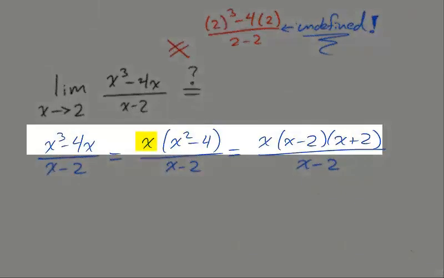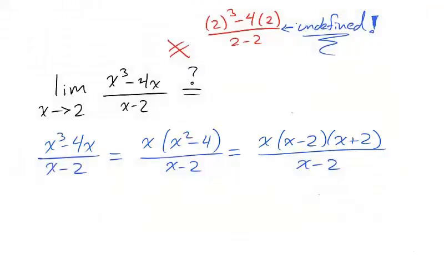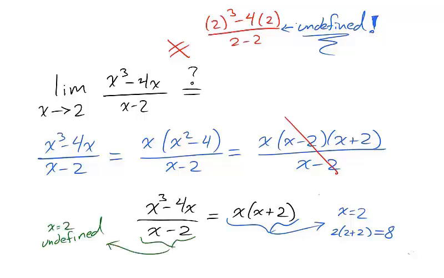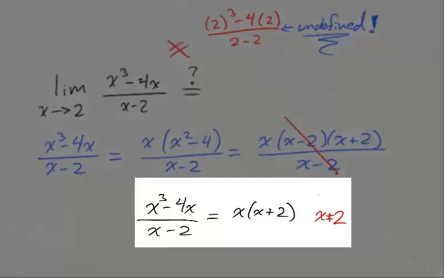We can factor the numerator by first pulling out an x and then factoring a difference of squares, and then canceling x minus 2. We can write the rational function as a polynomial, x times x plus 2. But this is not a correct expression, as the right-hand side is defined at x equals 2. In fact, when x equals 2, it is 8, while the left-hand side is undefined at x equals 2. To correct this error, it is important to write that x can't be 2 in order for this equality to hold.